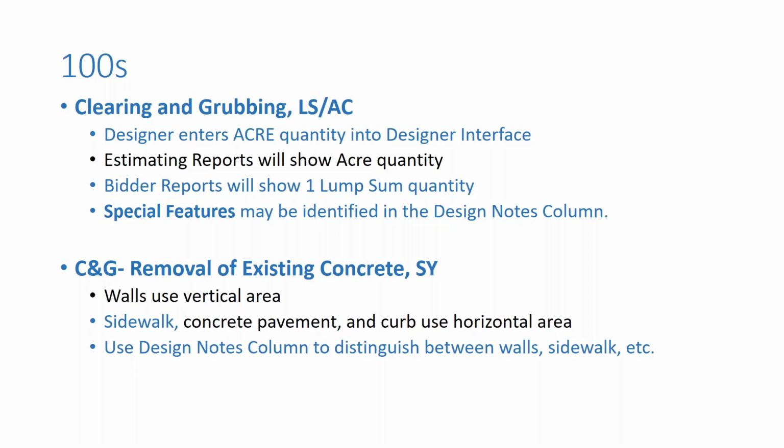The clearing and grubbing item for removal of existing concrete is a square yard item. Please remember that the area for walls uses that vertical projected area, while horizontal items such as sidewalk, concrete, and curb use the horizontal area. As always, you can use that design notes column to distinguish between the walls, sidewalk, and etc., just to make it easier for the bidder to identify which items you are measuring at that location.